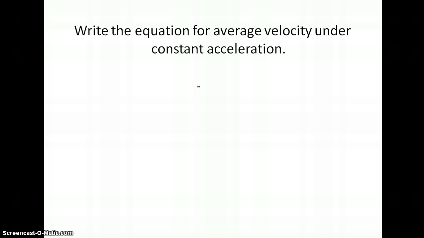Now, write the equation for average velocity under constant acceleration, and we get this right here. It looks complex, but it actually just makes sense. When we're doing averages, anytime you do an average, and if you have multiple things, you just divide by the number you have.